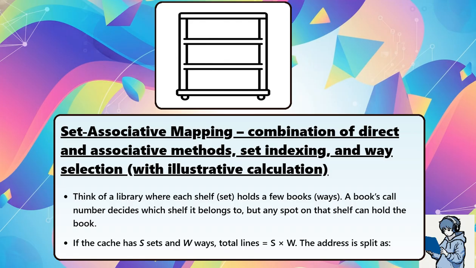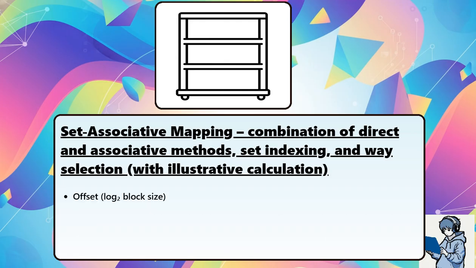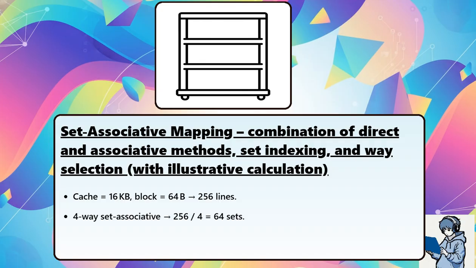The address is split as offset: log base 2 of block size, set index: log base 2 of the number of sets, tag: remaining bits. Illustrative calculation: cache equals 16 kilobytes, block equals 64 bytes, which becomes 256 lines. Four-way set associative becomes 256 divided by 4 equals 64 sets. Offset bits equals 6, set index bits equal log base 2 of 64 equals 6, tag bits equal 32 minus 12 equals 20.